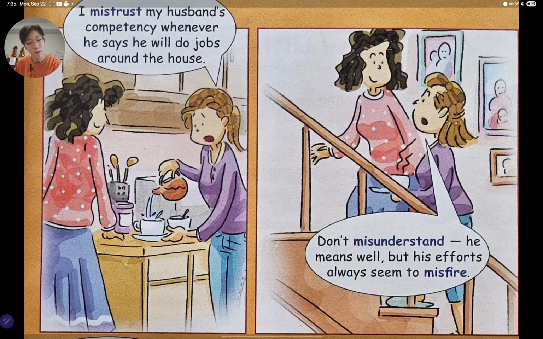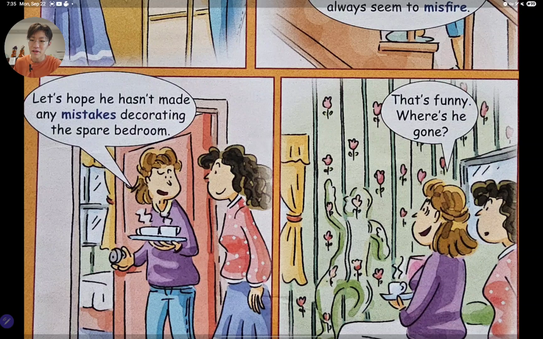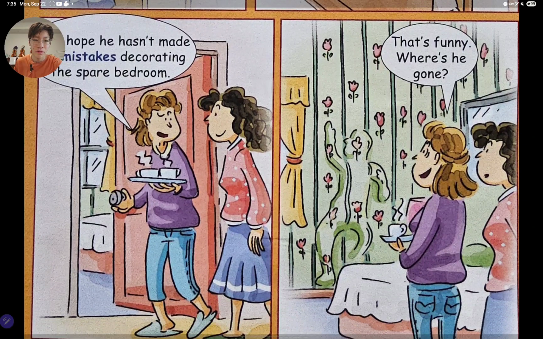Don't misunderstand, he means well, but his efforts always seem to misfire. Let's hope he hasn't made any mistakes decorating the spare bedroom. That's funny. Where's he gone?